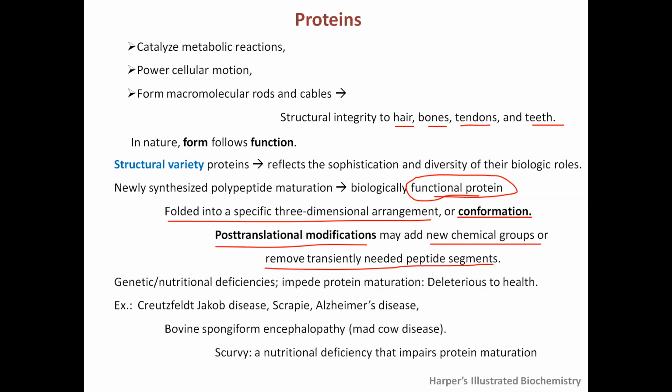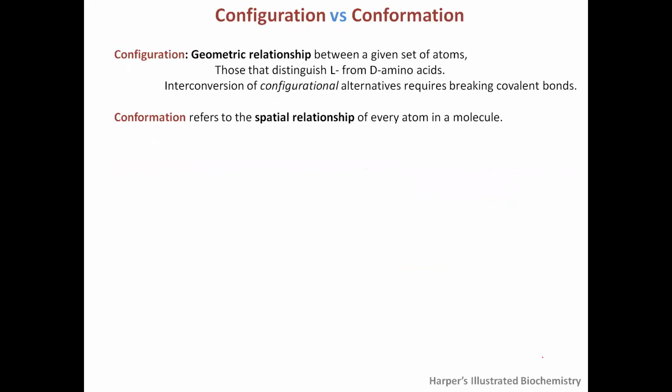Genetic or nutritional deficiency impedes protein maturation, resulting in deleterious effects to the health. For example, Creutzfeldt-Jakob disease, Alzheimer's disease, bovine spongiform encephalopathy, which is also called mad cow disease, and scurvy, a nutritional deficiency that impairs the protein maturation.